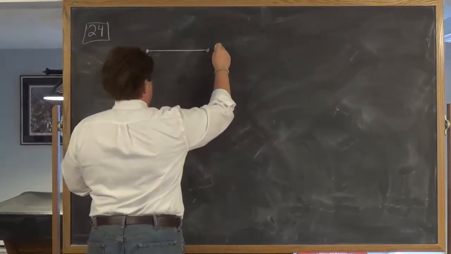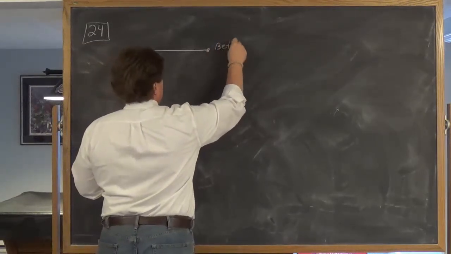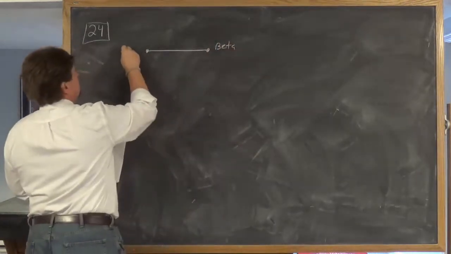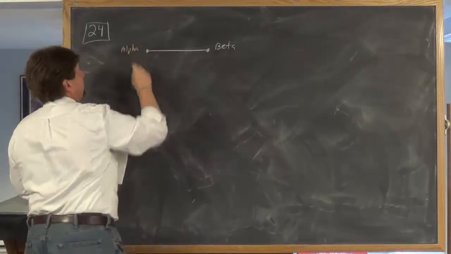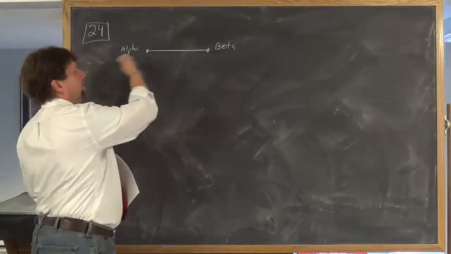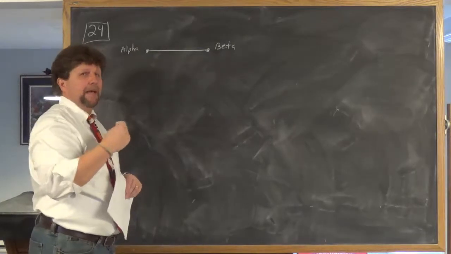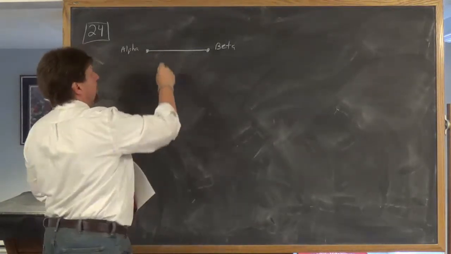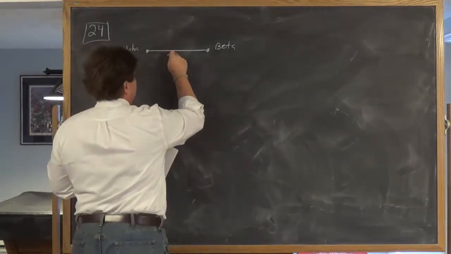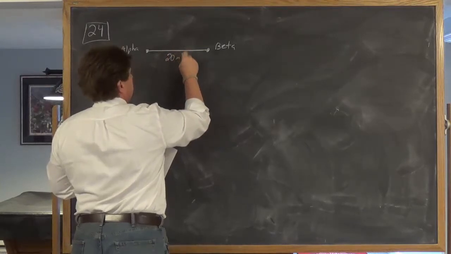Here's Beta. And this is Alpha. Alpha is 20 miles due west of Beta. So that means it's on that line there. And I know that this measurement here is 20 miles.